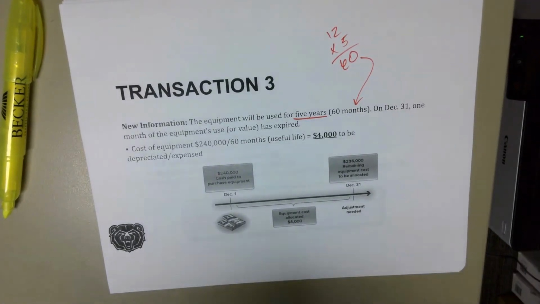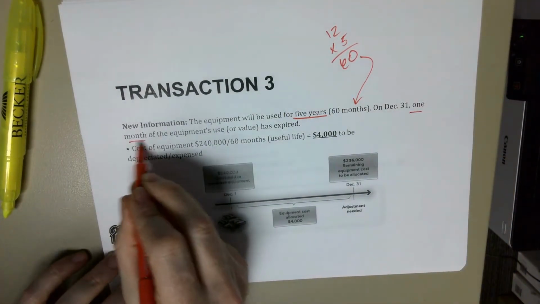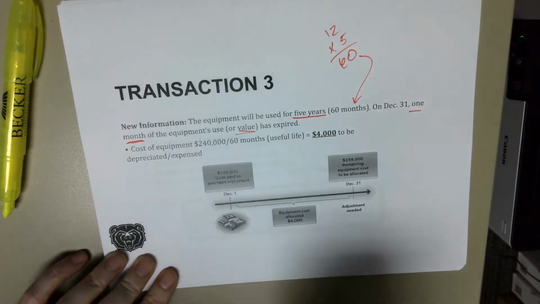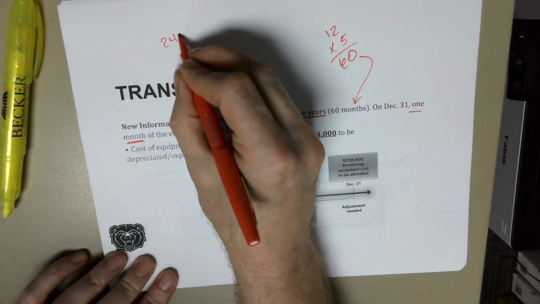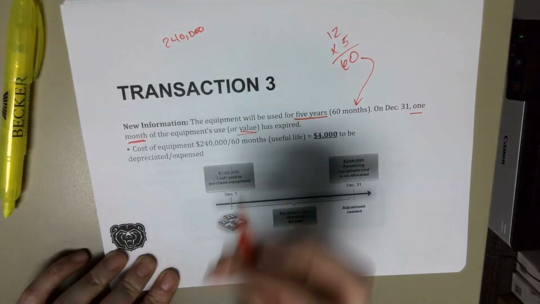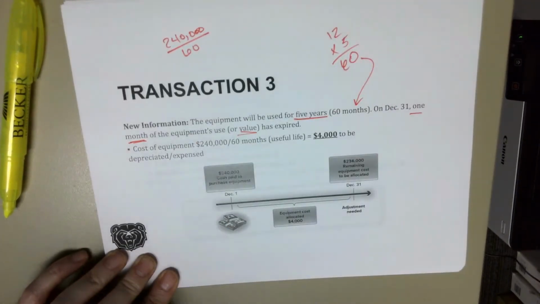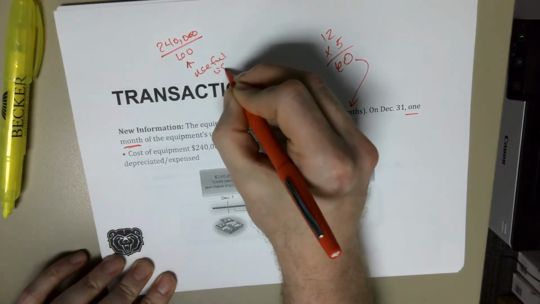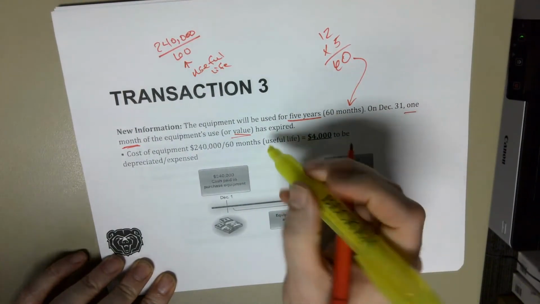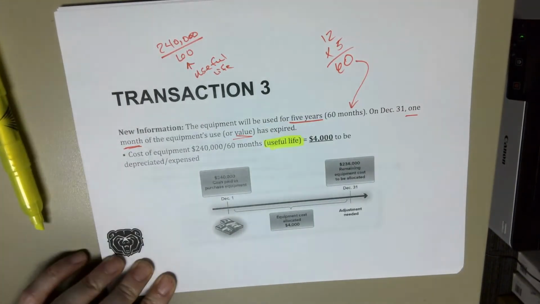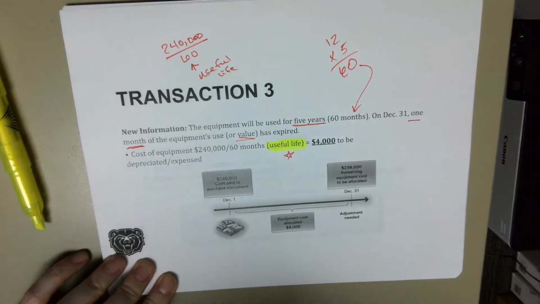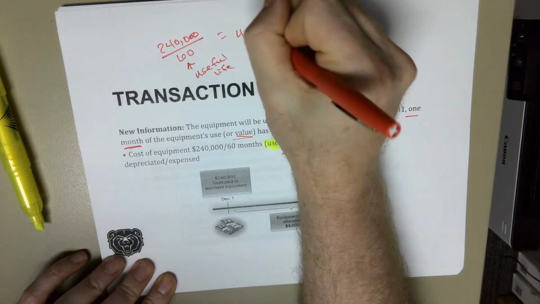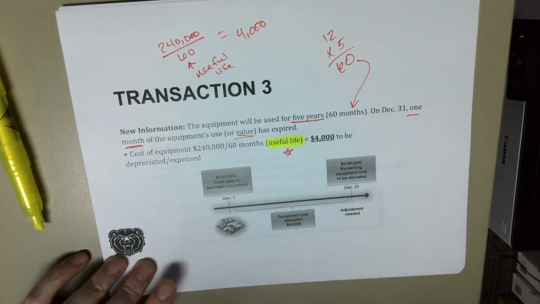On December 31st, 1 month of the equipment's use or value has expired, okay? So if the equipment cost us $240,000 and we think it's going to last us for 60 months, this is what we refer to as its useful life, okay? Right here, keep this term in mind. Okay, it's an important term. Then how much of it do we use up every month? $4,000. Okay, 240,000 divided by 60 is $4,000.